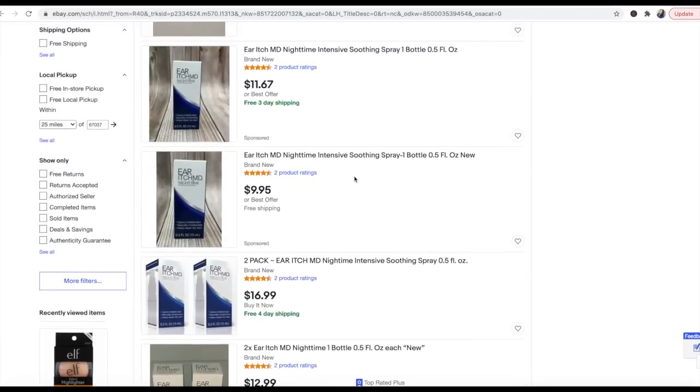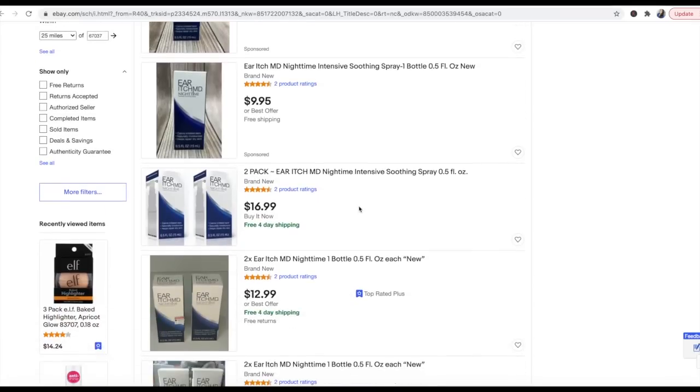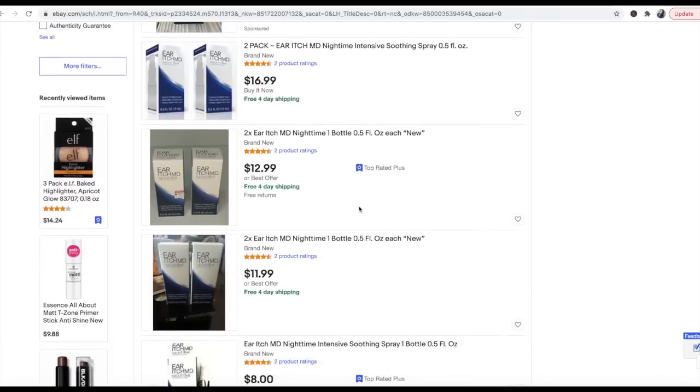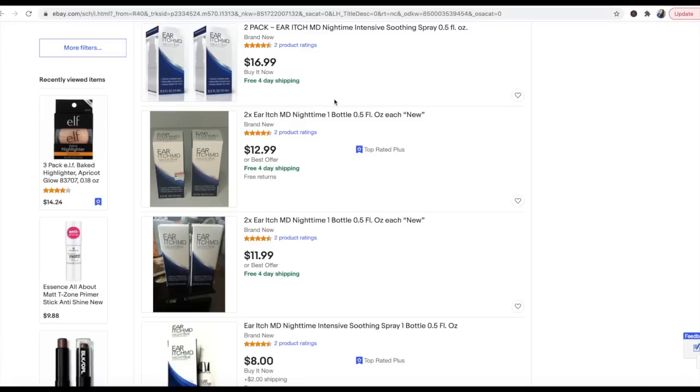Why do you think the same seller would have the same item at 2 different price points, both sponsored? Do you think they're running a test? Maybe, see which one sells. I don't know. Perhaps. Here's a 2-pack for 17, a 2-pack for 13, a 2-pack for 12.